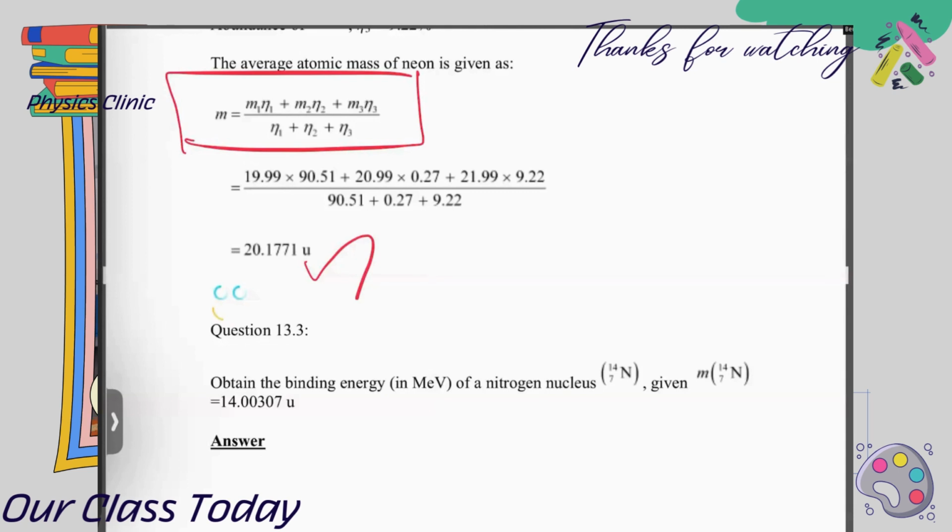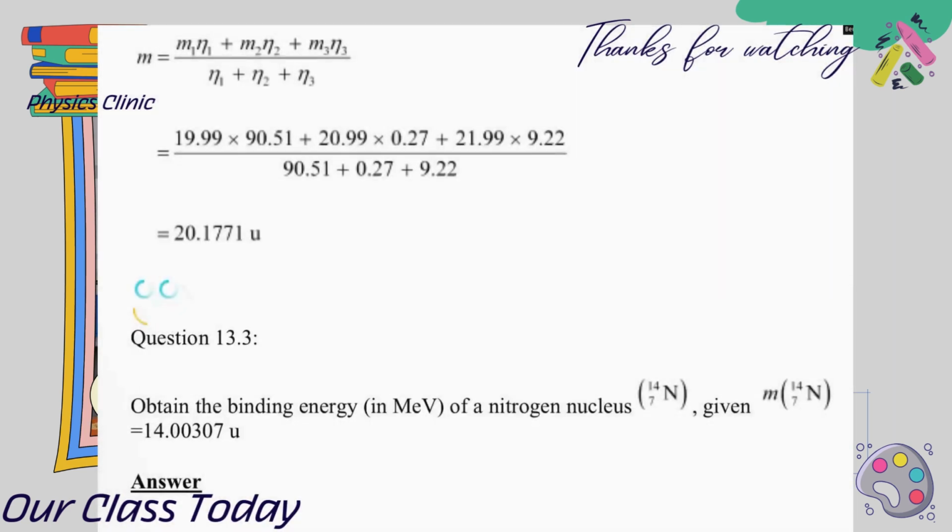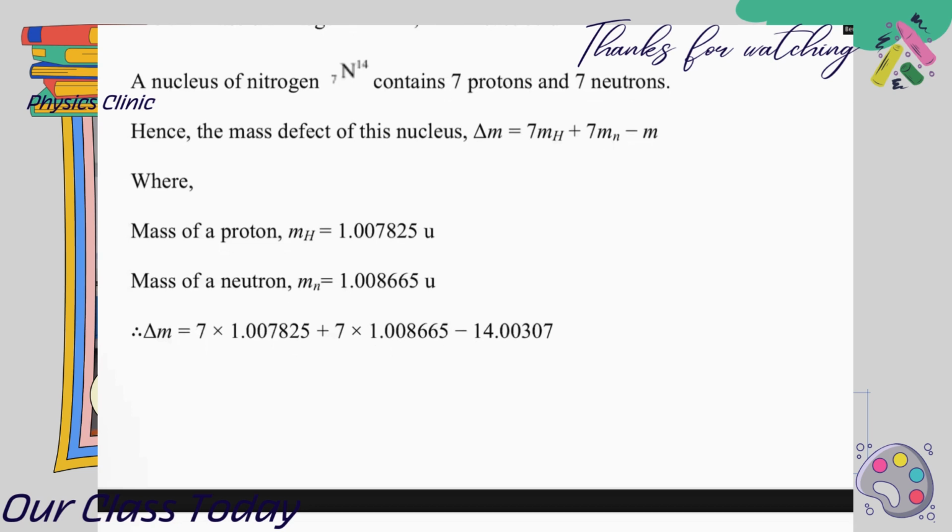Okay. Then the next question is: obtain the binding energy in million electron volt of nitrogen nucleus, nitrogen 14.7. The atomic mass unit is also given. You know the mass number and the atomic number. You're asked to find the binding energy in million electron volt. That is the question. So how to answer this?